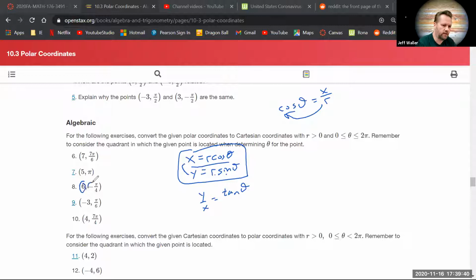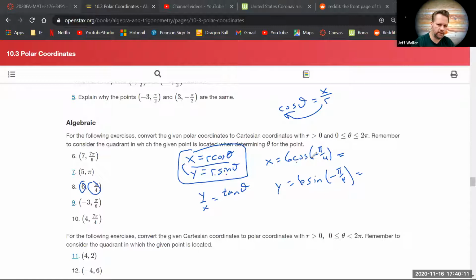Now that I know this, I just put this stuff in. 6 is r. Theta is negative pi over 4, right? So it'll be 6 times cosine of negative pi over 4. And y is 6 times sine of negative pi over 4. On the quiz, I'll be saying I want exact answers, right? I don't want any decimals, unless I specify. Everybody with me? So this is one you should know the exact answer for.